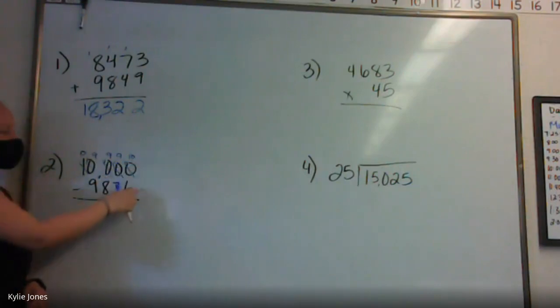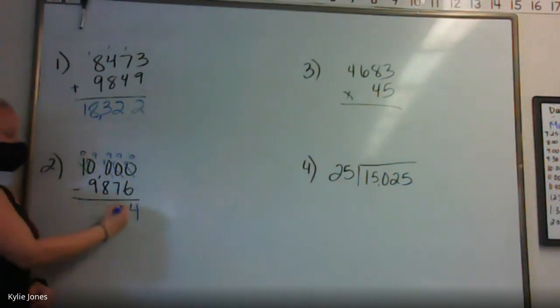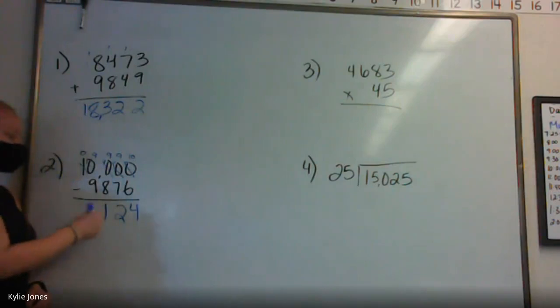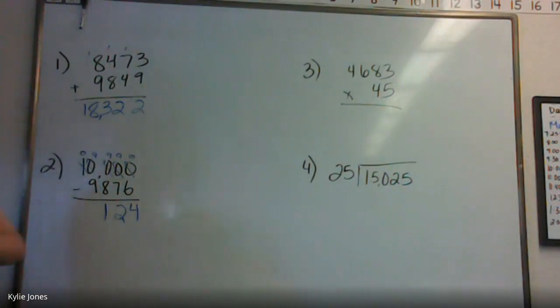So we have 10 minus 6. 4. 9 minus 7. 2. 9 minus 8. 1. 9 minus 9? 0. 0 and 0. So what's our answer? 124. I got that one now. Borrowing a lot like that can be kind of difficult sometimes.